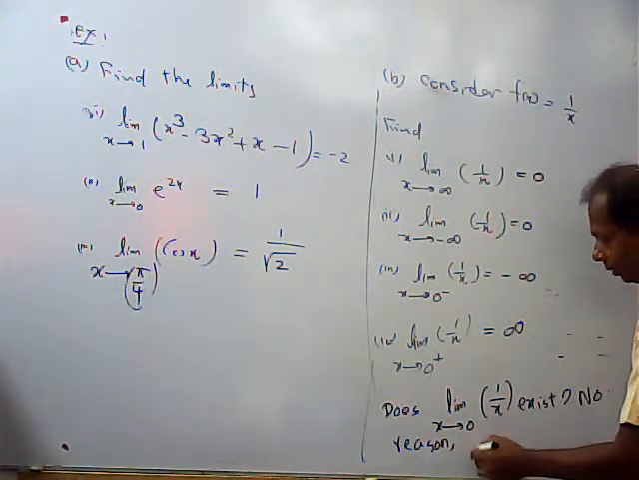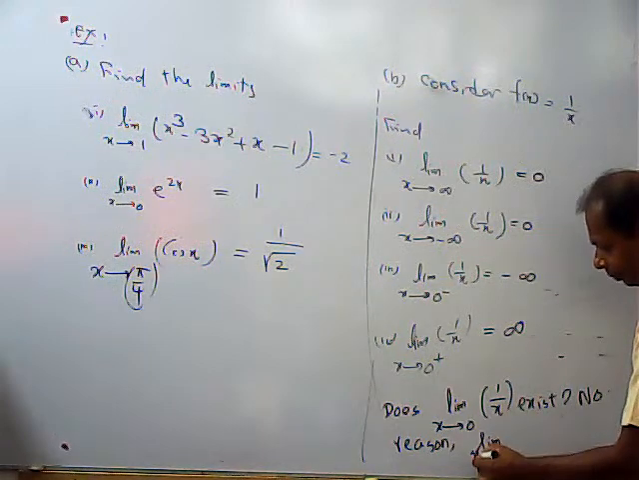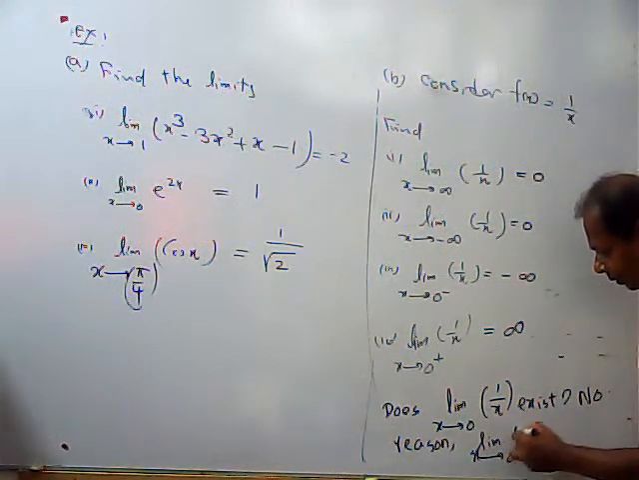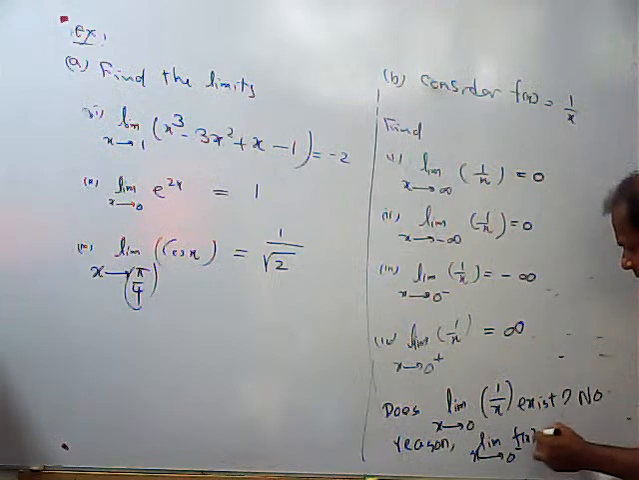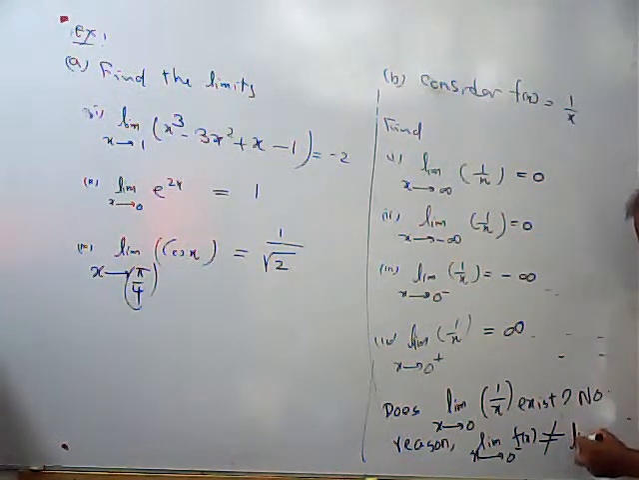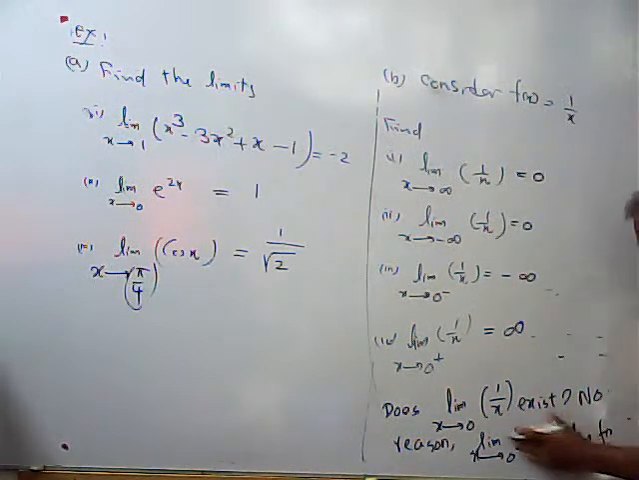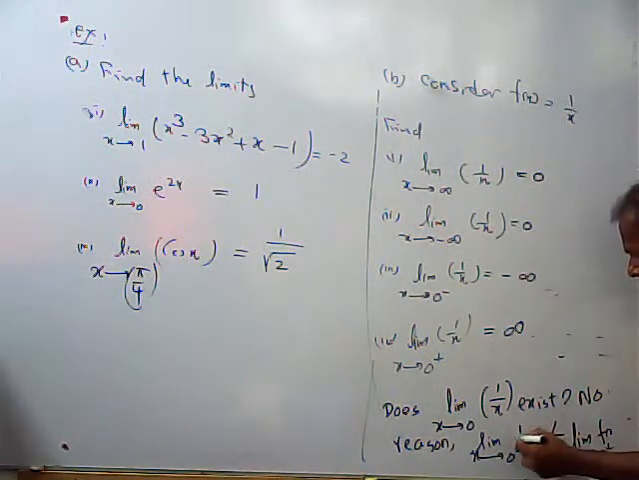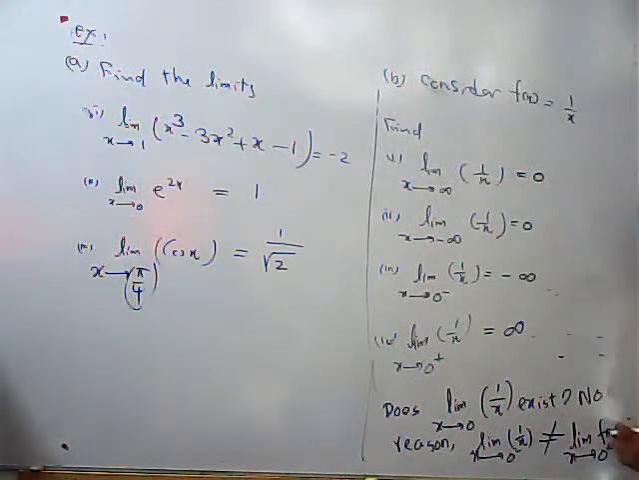Reason: the left limit is not equal to the right limit. Left limit of 1 over x is not equal to the right limit of 1 over x as getting closer to 0.